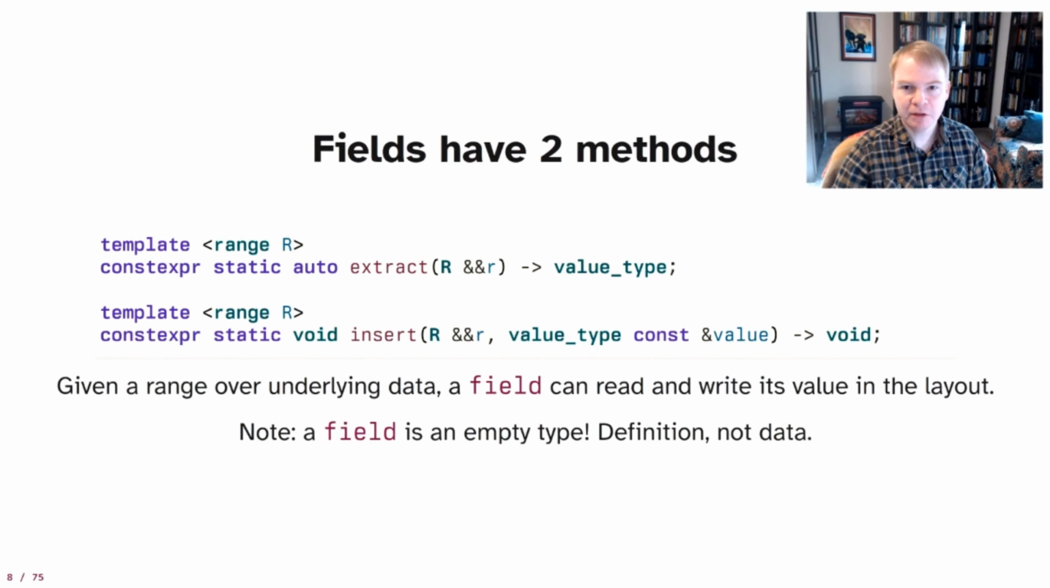A field knows how to read and write a value of its type into the data layout. We call those functions extract and insert, and this is what they look like. The range here is any range, like an array of bytes, for instance. Notice here that a field is just a definition. It's an empty type. There's no value in a field. The value is in the data, and the field knows how to deal with it in a type-safe way.